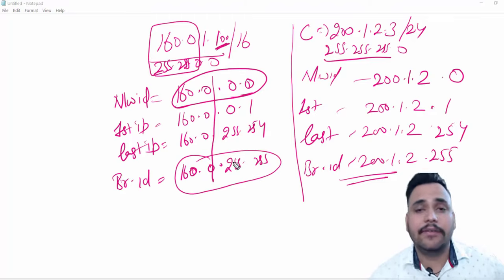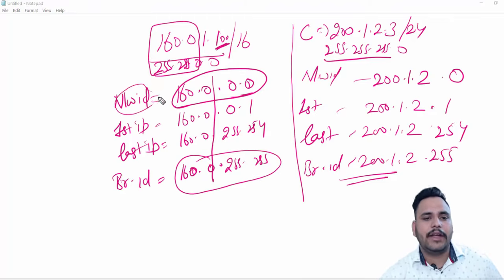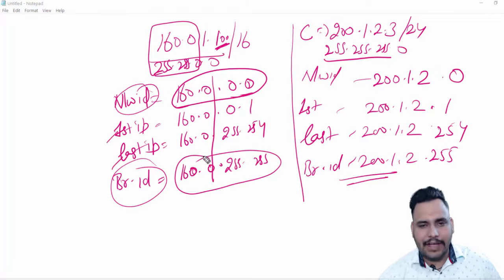So in FLSM we need to find what is my network ID, what is my broadcast ID, what is my first IP and what is my last IP address.